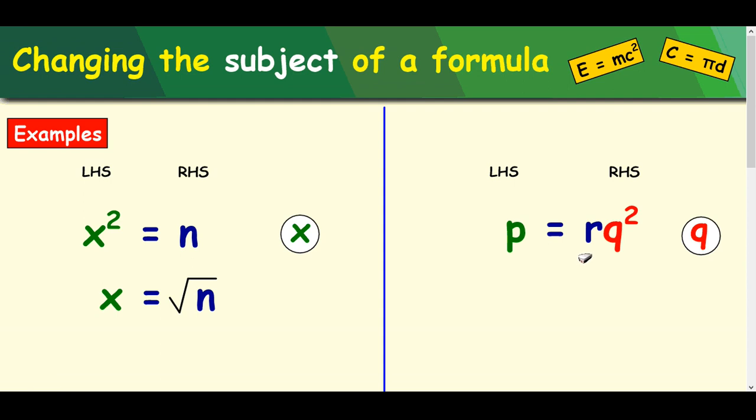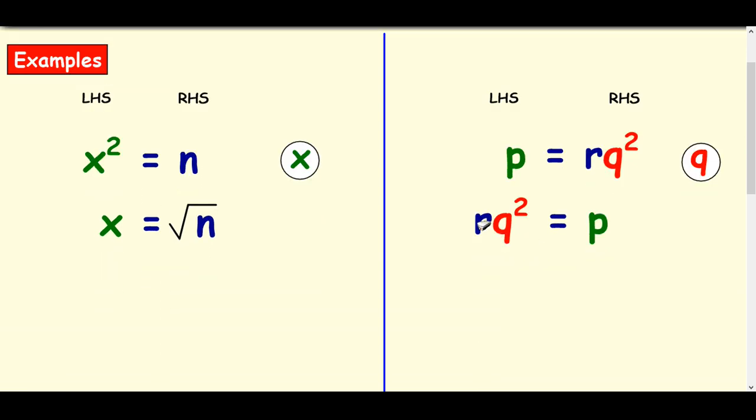Let's move on to the next one. Now, the first thing I'm noticing here is that the subject's on the wrong side. So I really want the subject on the left-hand side, so I'm going to switch it. We've done that in the previous lesson, switch right-hand side with left-hand side and left-hand side with right-hand side. Next, I'm noticing that there's an r in front of the q squared. Q squared has been multiplied by the r. That didn't happen before. Now, before this square root, do everything else prior to that. If there's an add next to it, take it away. If there's a multiply, divide it. The last thing you want to do to the subject is square root it.